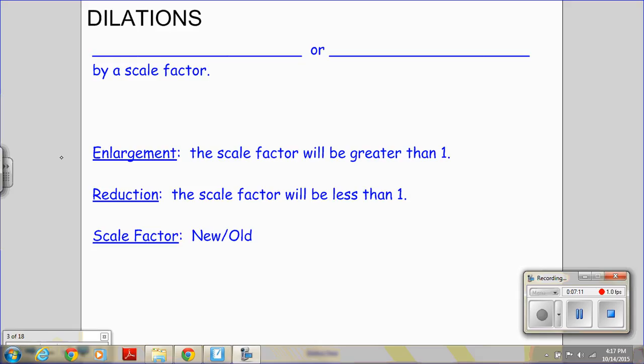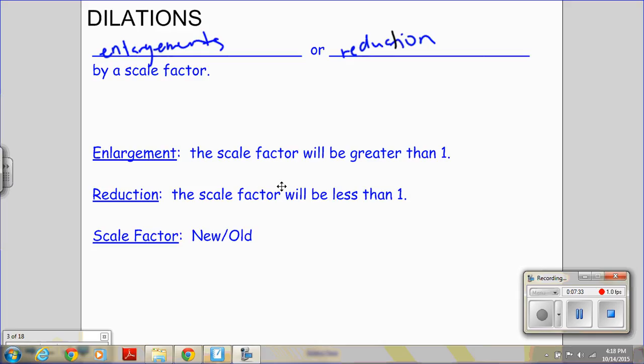Dilations are going to be enlargements or reductions. In other words, get bigger or smaller.